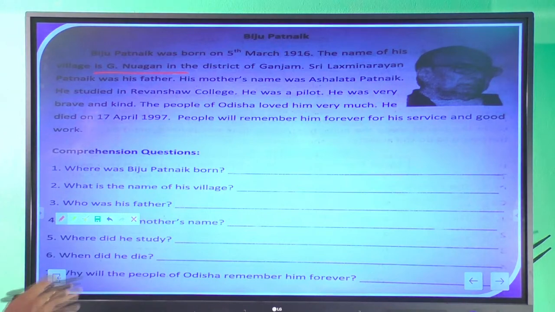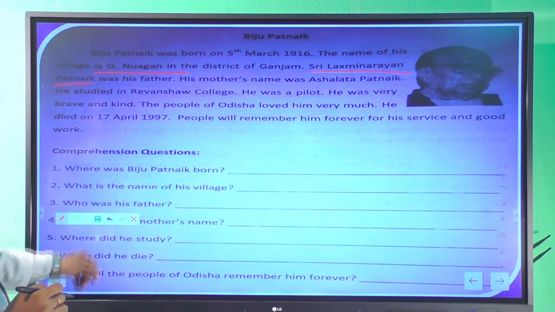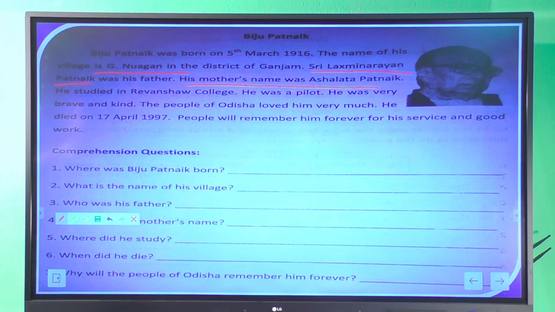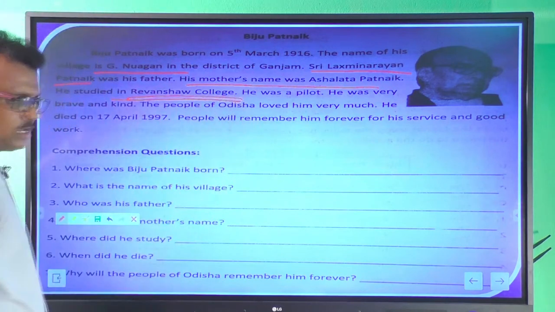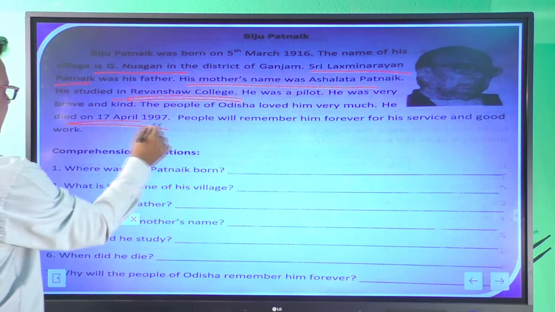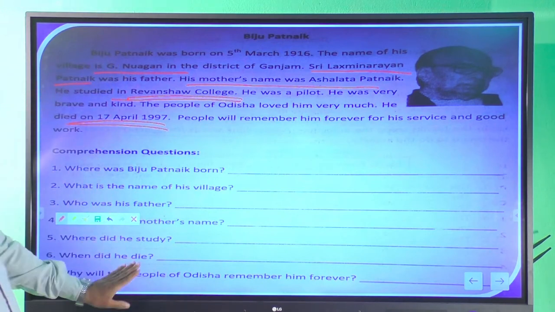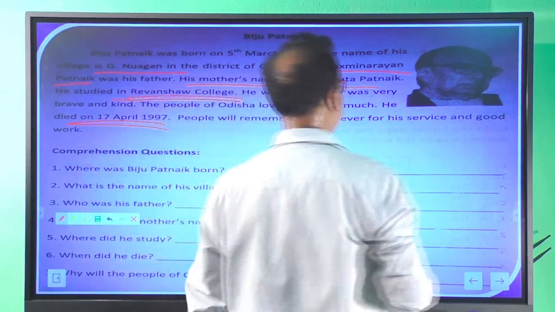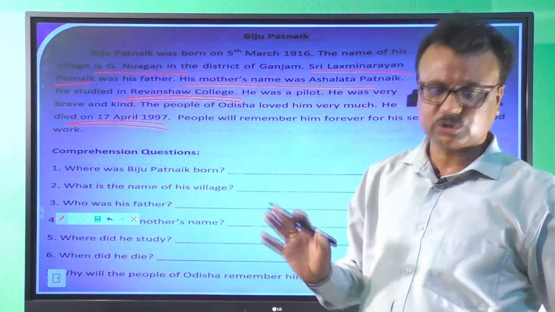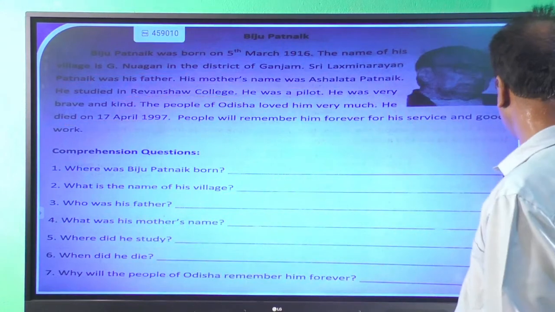Who was his father? His father's name is written here. Isn't it? Then what was his mother's name? His mother's name was also given here. You have to just write. Where did he study? He studied in Ravenshah College. The college name is given there. Isn't it? So similarly, you have to just write down. When did he die? He died on 17 April 97. In this way, just find them out, trace them out, and write in the space provided. It will help you understand a text for your reading development, for your reading skill, whether you comprehend the text or not. That's why such type of questions are given for your practice.